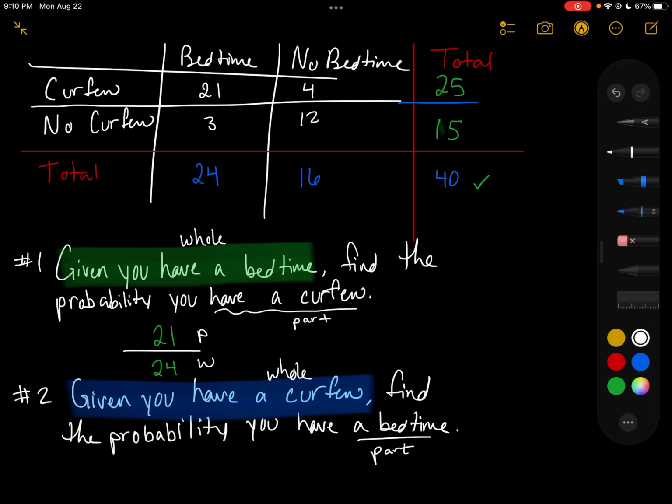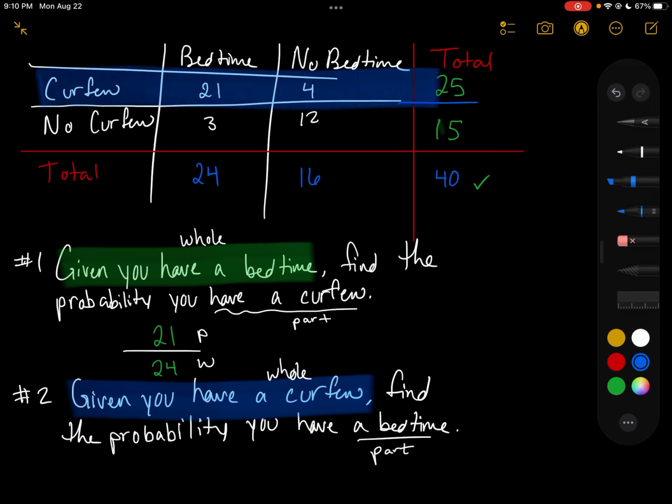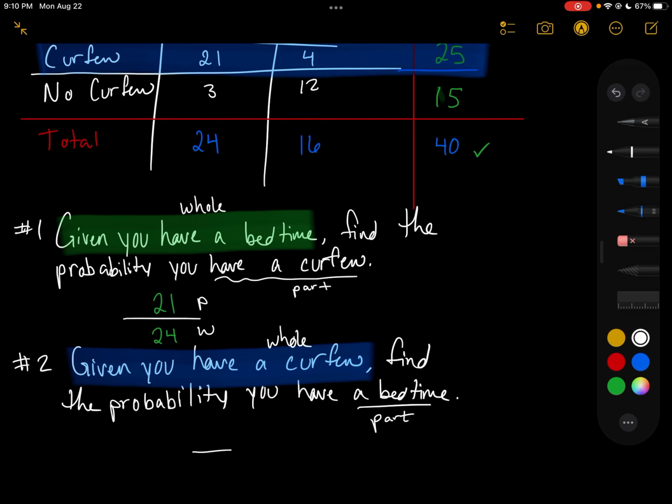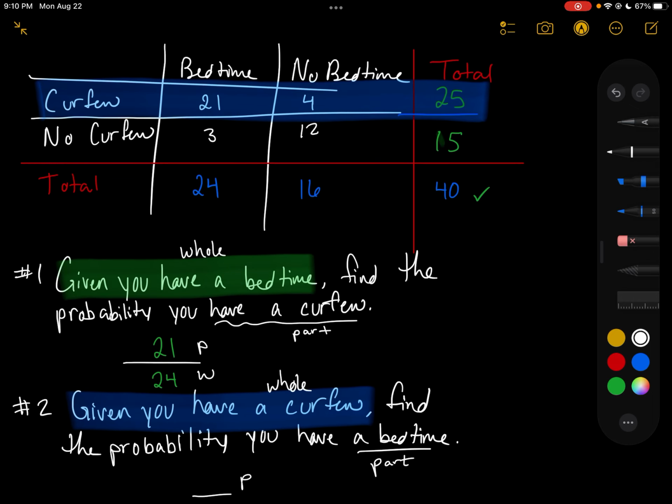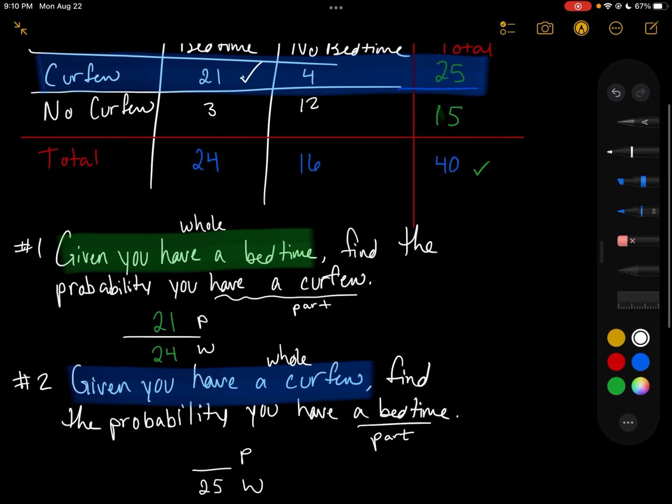So the whole is having a curfew. So let's find curfew, and that's our whole. So looking at this as part over whole, the whole here is 25. And then the part is within this, what's highlighted in blue, we're just looking for bedtime. So taking a peek here, we can see just bedtime in there gets us 21.